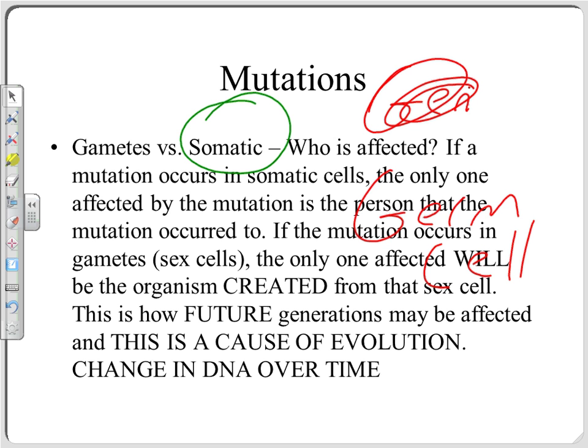Somatic cell mutations. Could they be important for evolution? No, because they're not passed on. The mutations that lead to evolution are the germ cell or the gamete mutations.